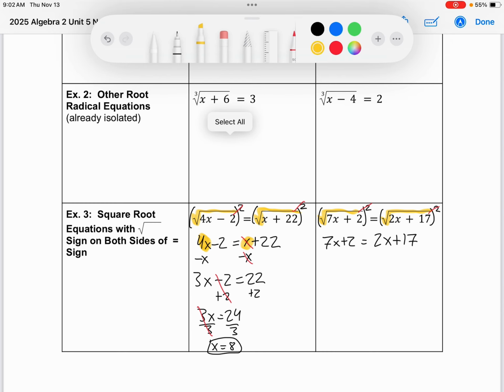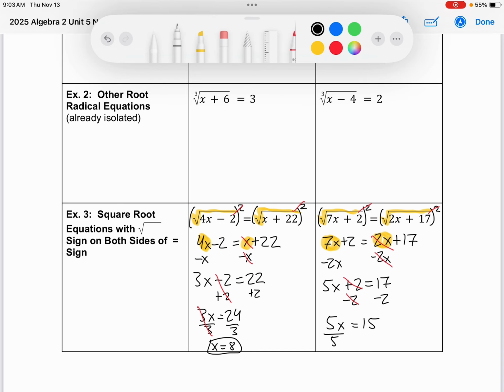Again, we have x's on both sides of the equation, so I would start by subtracting 2x to cancel out with the 2x that I had on the right side. And that will give me 7x minus 2x is 5x plus 2 equals 17. I then subtract 2 on both sides in order to cancel out with the plus 2 here, giving me 5x equals 17 minus 2 is 15.